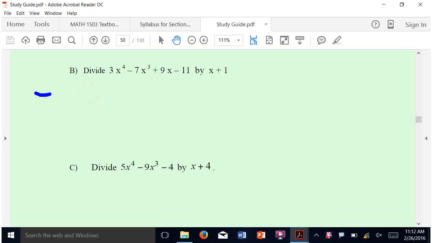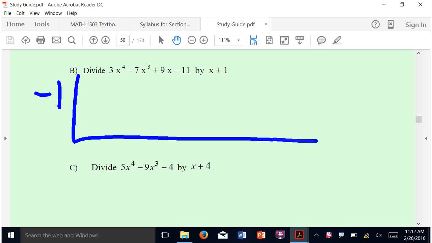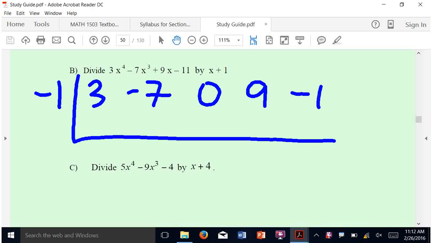Okay, so we have negative 1, and you have 3, negative 7, 0 for your x squared coefficient, and 9, negative 11. Okay, so the initial step to get our 2-step process going is to bring this 3 down. Okay, now we can start with the 2-step process. You're going to multiply and then add.